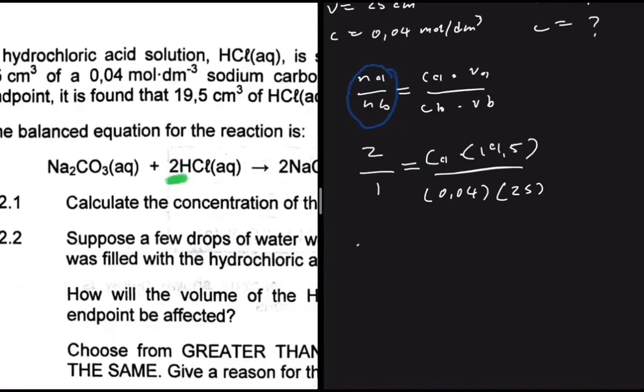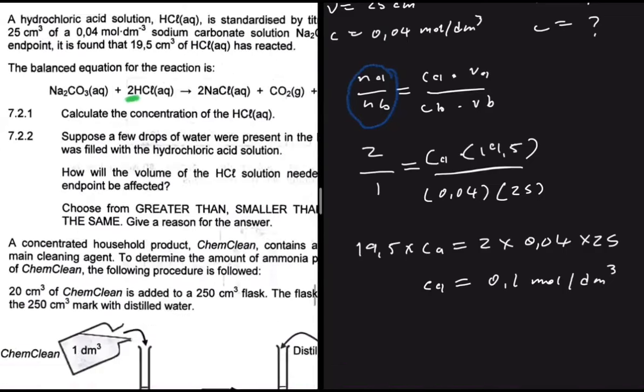If we cross multiply, we're going to get 19.5 multiplied by the concentration of the acid being equal to 2 multiplied by 0.04 multiplied by 25. And then if we divide both sides by 19.5, the concentration of our acid is going to be 0.1 moles per decimeter cube. That is 7.2.1.